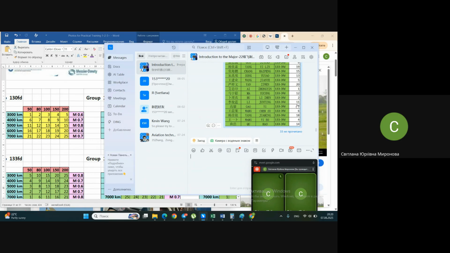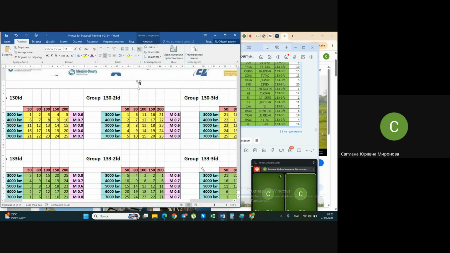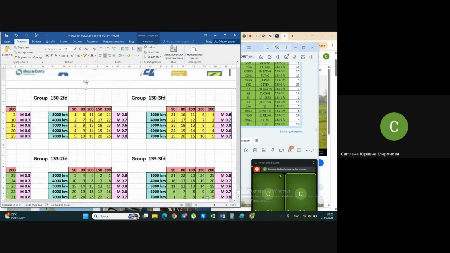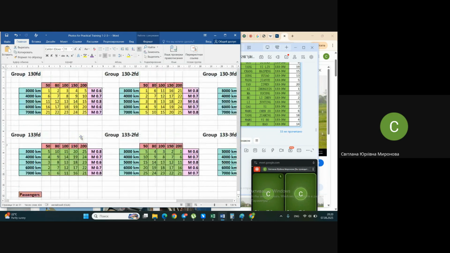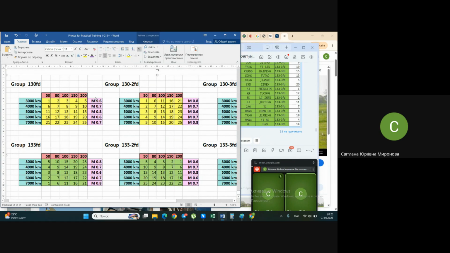This person is number 7. Do find his group. Here is his group. Do find number 7 here. And what do we see? 80 people, 6,000 kilometers. And additionally, not compulsory really, but if possible, do find airplanes for that or another speed range.